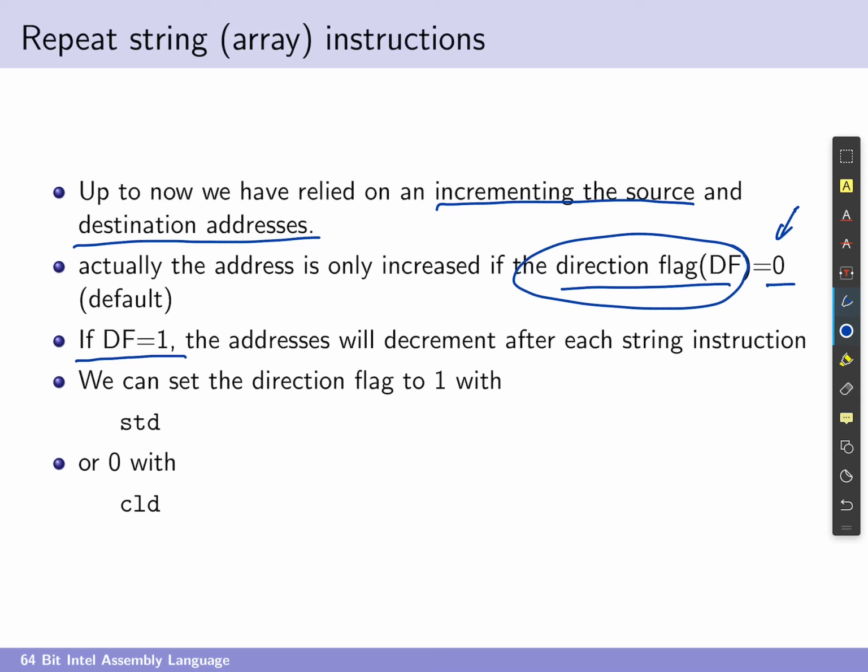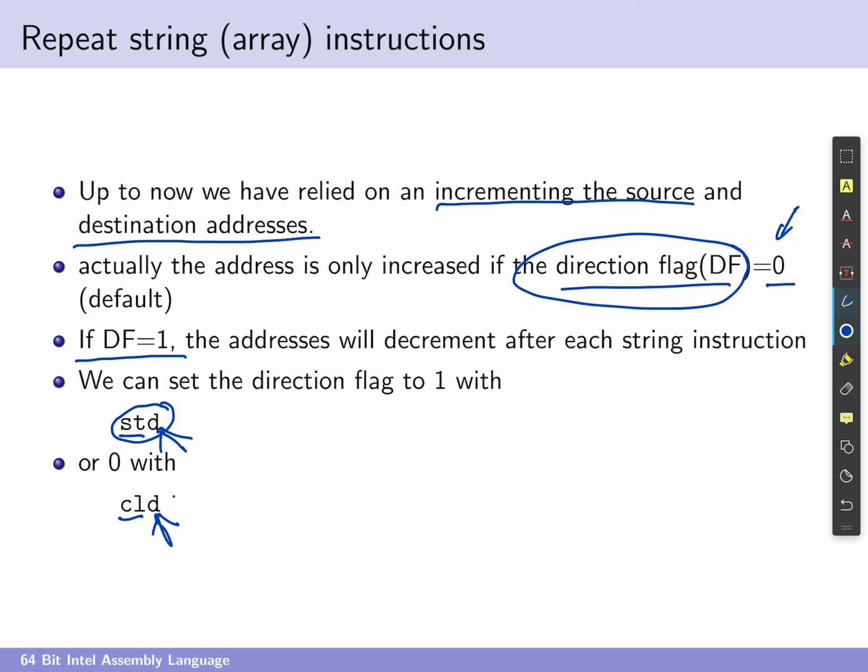So we move in the other direction. Instead of adding 1 with movsb, we will subtract 1 from both the source and the destination. So how do we actually set this direction flag, either to 1 or 0? To set it to 1, we simply use std, which means set direction flag. If we want to set it to 0, we use cld, for clear direction flag.